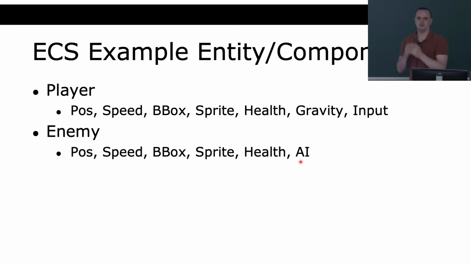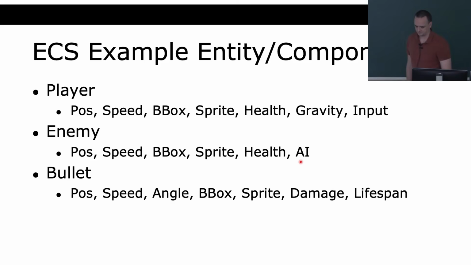So this might be an integer representing the type of behavior, right? And then in the system, we'll say, if the AI behavior is this, then carry out, maybe it follows the player. Or if the AI is runaway behavior, then it does this. So the logic is carried out in the systems, but we're keeping this to pure data.